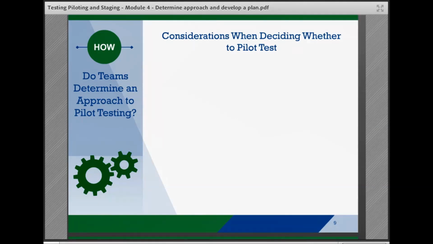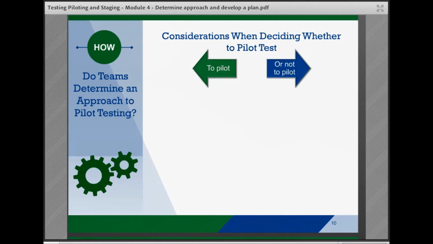How do teams determine the approach to pilot testing? Teams need to first decide whether they can commit to conducting a pilot. Not all interventions will undergo a pilot test. When working with an evidence-supported intervention with a strong research base, a limited implementation scope, and/or tight timeframes, teams may choose to move more directly into staging and scaling up. More details about these steps are available in modules 8 through 11 of this series.